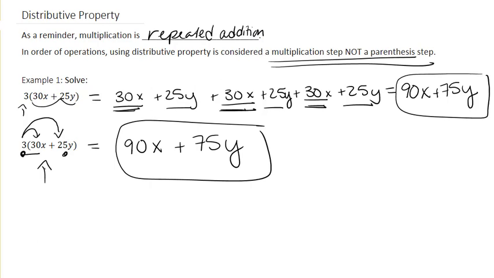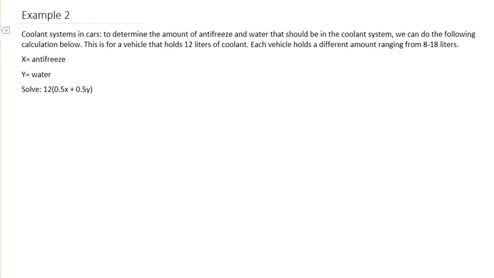So let's do another example using this method. Example 2, coolant systems in cars. To determine the amount of antifreeze and water that should be in the coolant system, we can do the following calculation below. This is for a vehicle that holds 12 liters of coolant. Each vehicle holds a different amount, ranging from 8 to 18 liters. So we have x, which is our antifreeze, and y is considered our water.